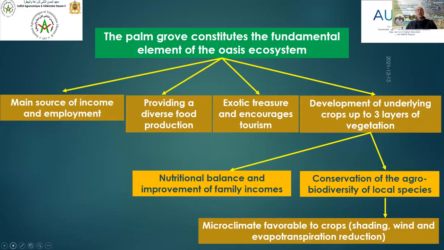The palm grove constitutes the fundamental element of the oasis ecosystem. It's the main source of income and employment. It provides a diverse food production. It's an exotic treasure and encourages tourism, internal and external. It allows the development of underlying crops up to 3 layers of vegetation. It allows nutritional balance and improvement of family incomes. It allows conservation of agrobiodiversity of local species, and it offers a microclimate favorable to crops through shading, wind, and evapotranspiration reduction.